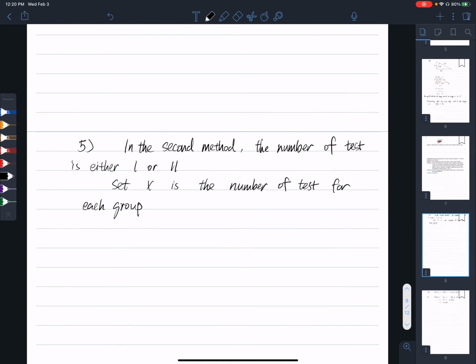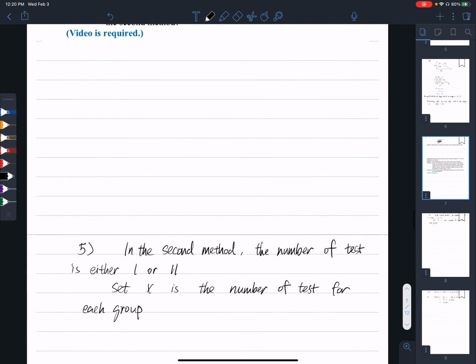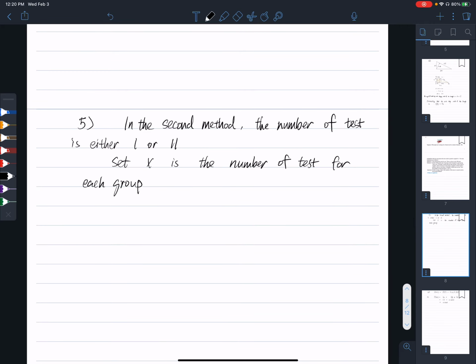So in the second method, the average number of tests for each group is the probability that the test number equals 1, and we only need to do one test, plus the probability the test number equals 11, and we need to do the test 11 times.